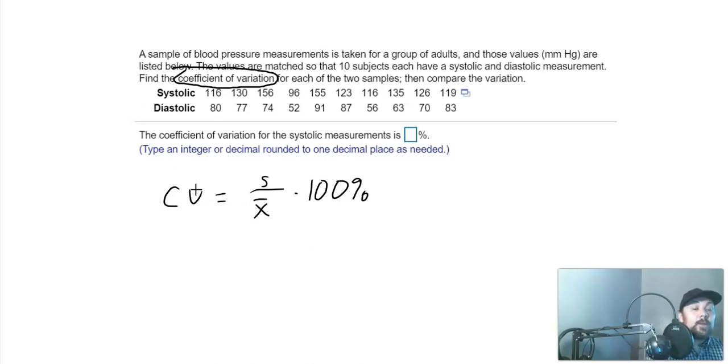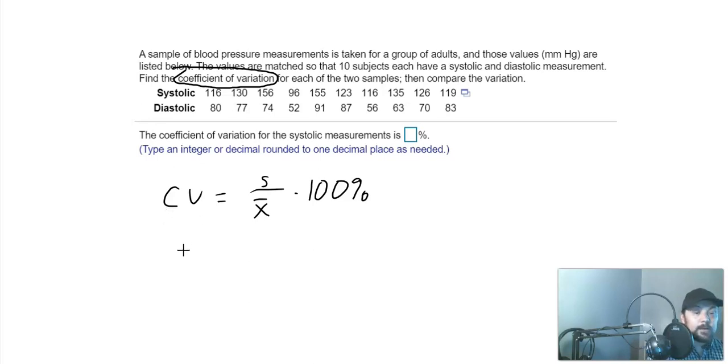And so if you want to compare the variation of two different data sets, then you find the coefficient of variation for each and you compare the coefficients. Don't compare the standard deviations, compare the coefficients of variation from each data set to get an idea of which data set seems to exhibit the most variation.